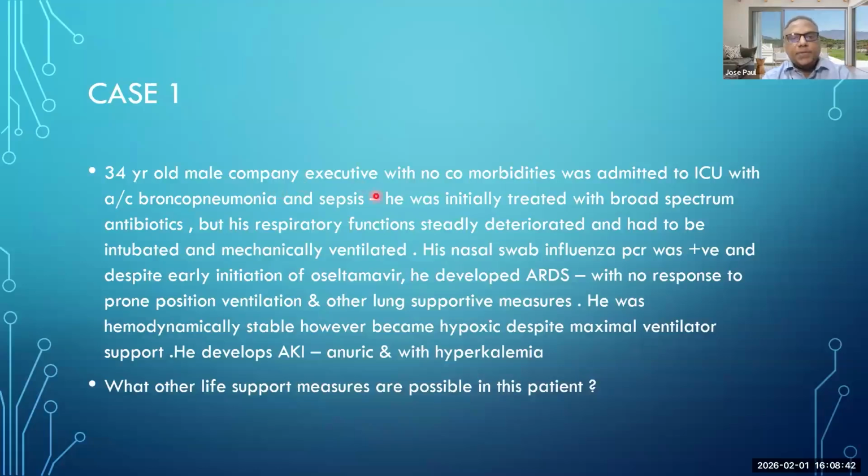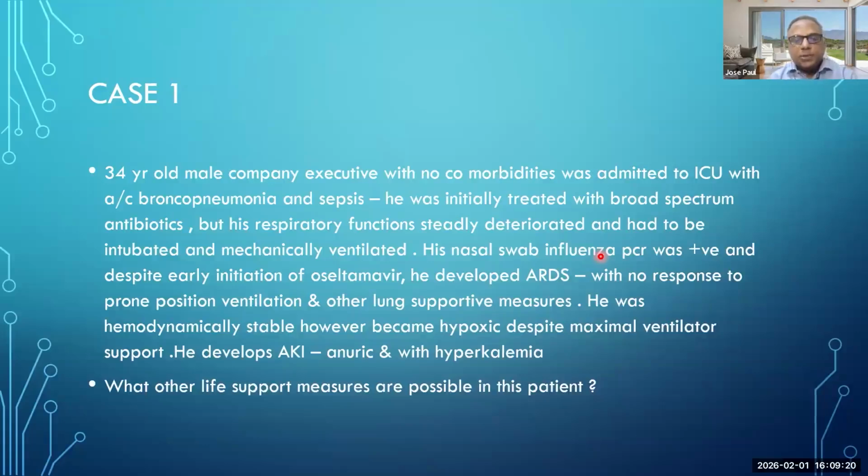This is a 34-year-old male company executive with no comorbidities, who was admitted to the intensive care unit with acute bronchopneumonia sepsis. He was initially treated with broad-spectrum antibiotics, but his respiratory function steadily deteriorated and he had to be intubated and mechanically ventilated. His nasal swab influenza PCR was positive, and despite early initiation of oseltamivir, he developed ARDS with no response to conventional ventilation and other lung supportive measures. He was hemodynamically stable, however, became hypoxic despite maximal ventilatory support. Subsequently, there was acute kidney injury. He became anuric with hyperkalemia.